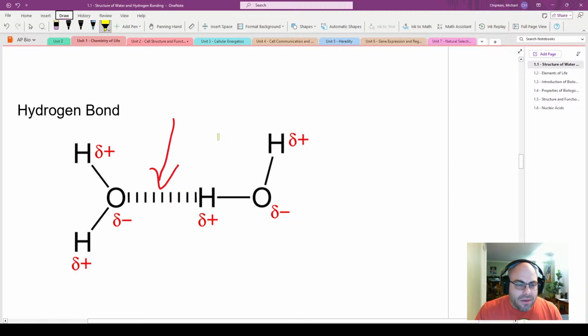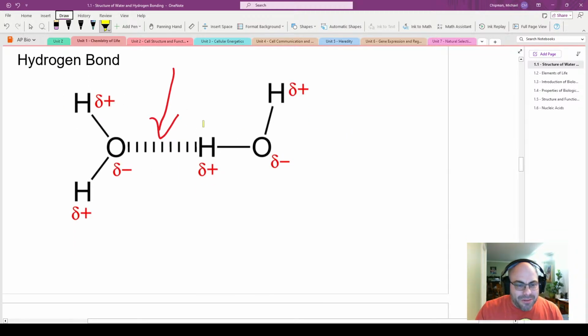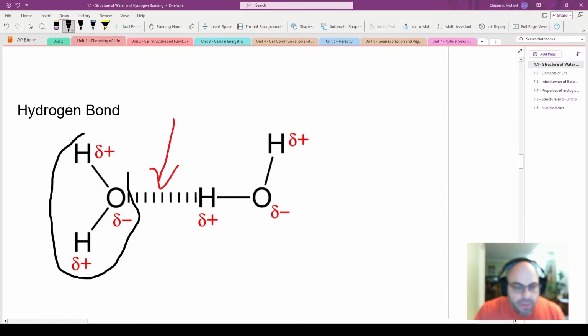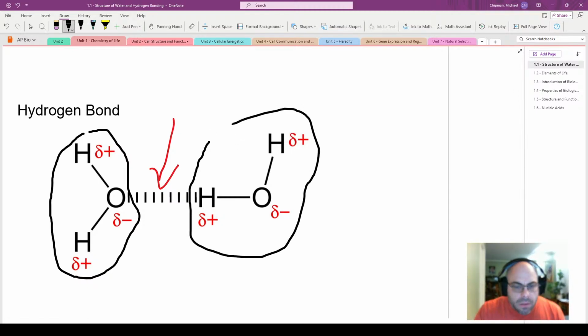All right. And so hydrogen bonds. What is a hydrogen bond? A hydrogen bond is a bond between two polar molecules, right? So here we have one water molecule here, right? And here we have another water molecule right here. And the oxygen, remember the oxygen is slightly negative, the hydrogen's slightly positive.